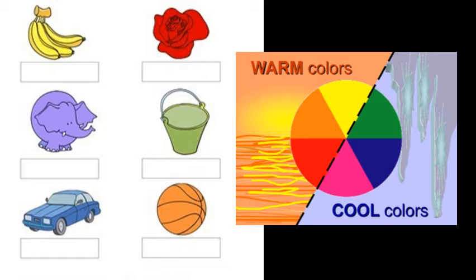What about the bucket? It's green. Yellow and blue make green. Green is a secondary color. And it is a cool color. And then we have our basketball. The basketball is orange, which we get when we mix red and yellow. Orange is a secondary color. And it is a warm color.